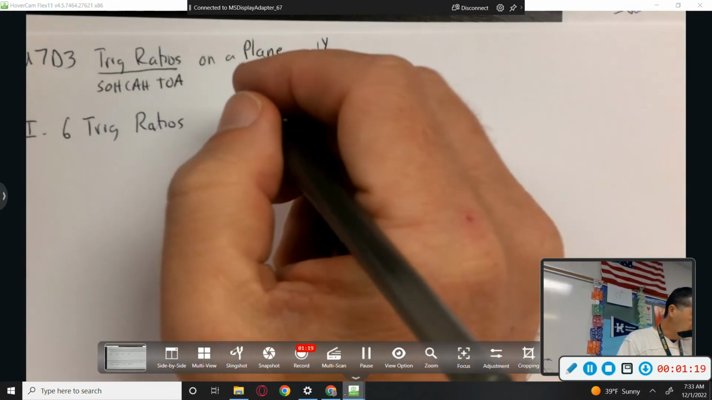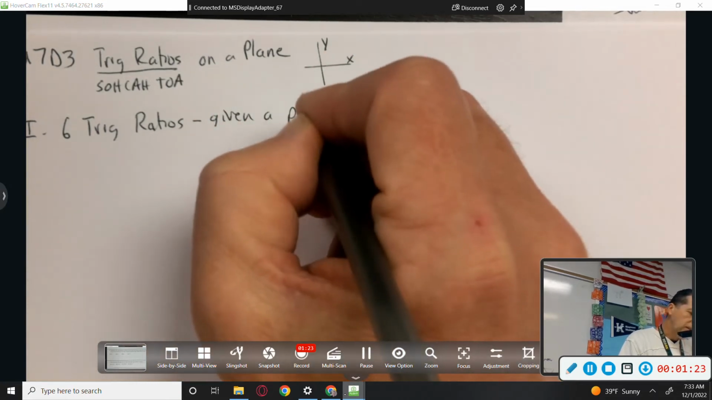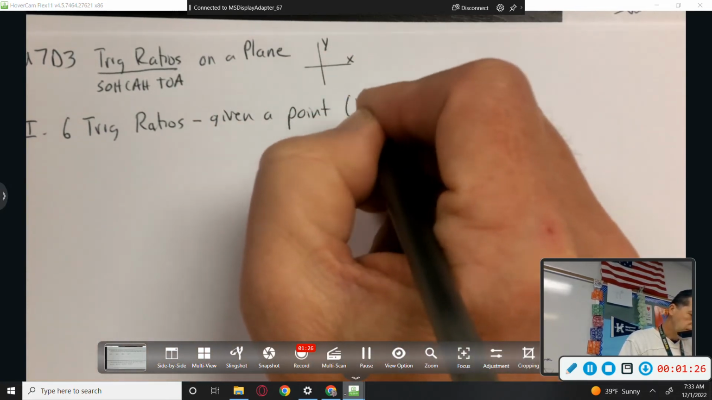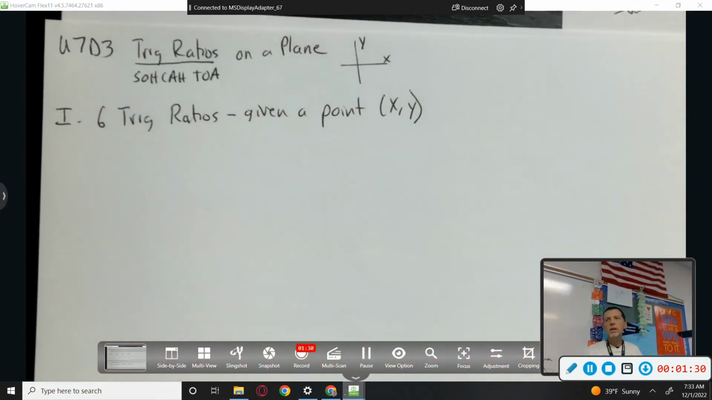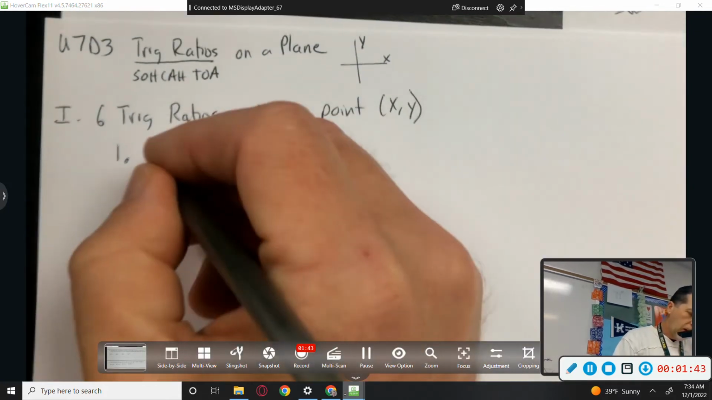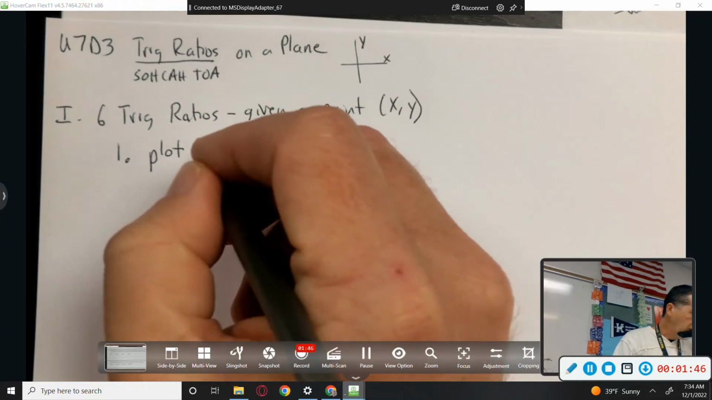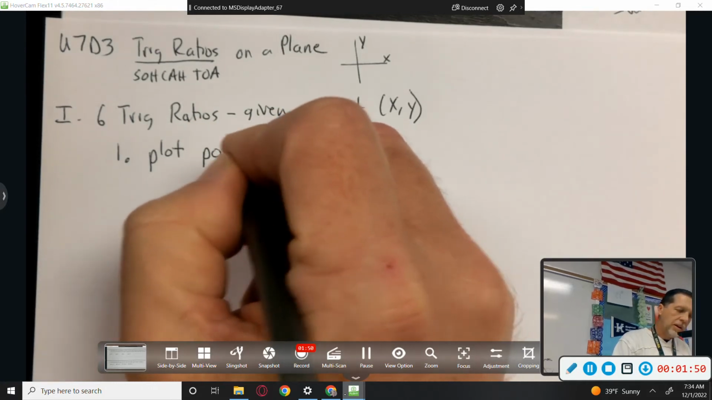Roman numeral 1, 6 trig ratios given a point. Up until now, the trig ratios were all in a triangle. Now we're talking about trig ratios at a point. Well, we're going to tie the two together and make it a triangle. It's the short answer of what's going to go on.